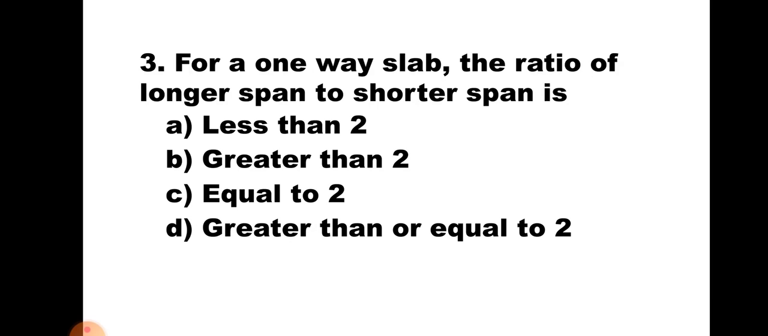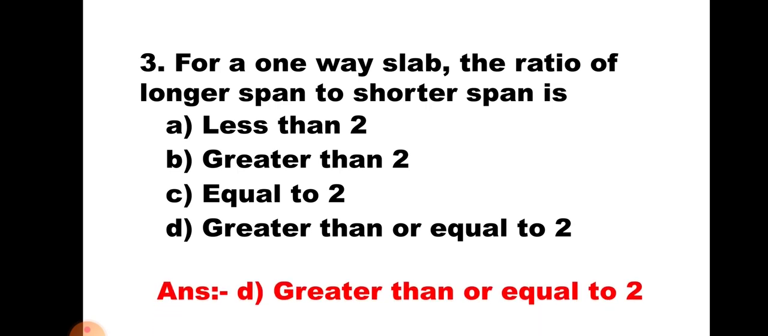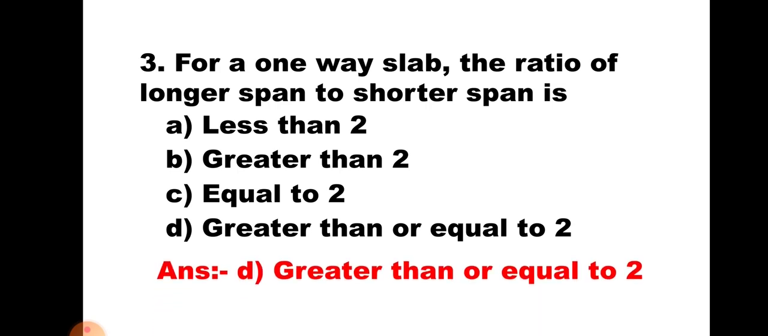Question number 3. For a one-way slab, the ratio of longer span to shorter span is: A. Less than 2, B. Greater than 2, C. Equal to 2, and D. Greater than or equal to 2. Now for one-way slab, Ly upon Lx, that is also known as aspect ratio, that is ratio of longer span to shorter span, is equal to or greater than 2. Hence the correct answer is D, greater than or equal to 2.